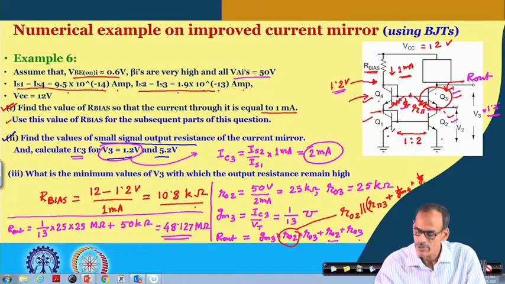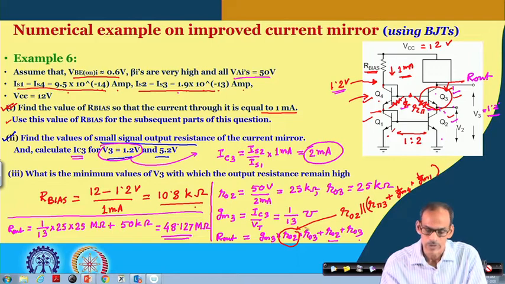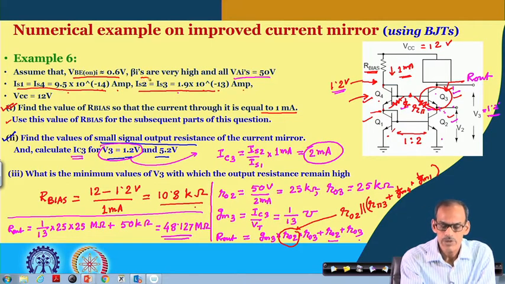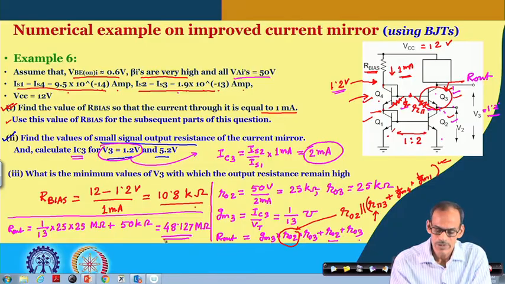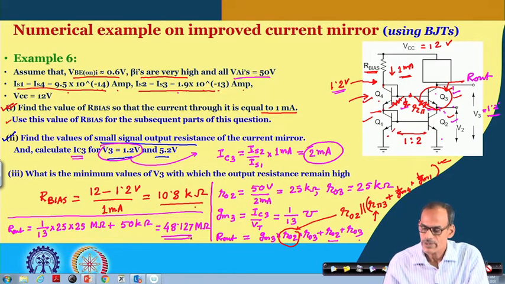instead of this one. But since we have considered beta is very high, we may say that this is infinite, and as a result I have dropped this part, and that gives us much higher resistance. Practically, you have to consider this r pi, and its value may be much lower than this resistance. It may be in the range of say 1k to 2k.